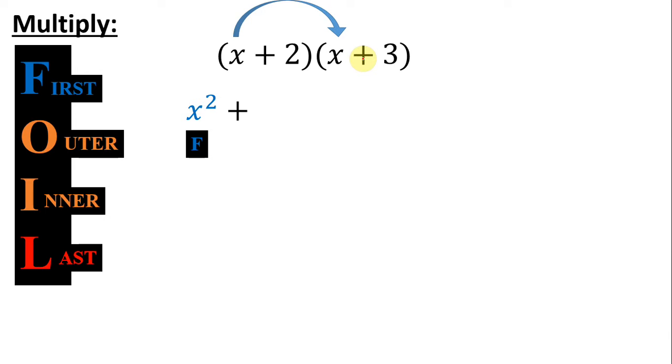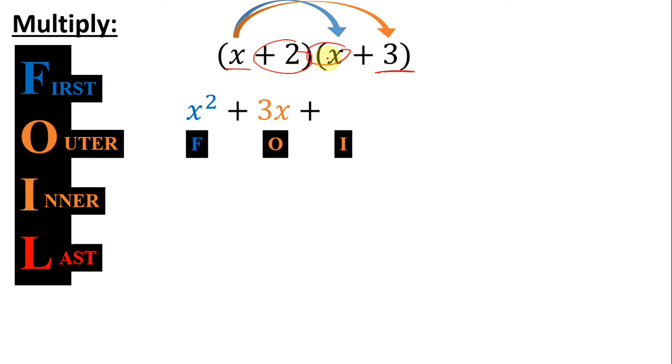Then we're going to multiply our outer terms. So our outer terms are these two terms, x and 3x. I'm sorry, x and 3. So we multiply those, we get 3x. Then we're going to multiply our inner terms. Our inner terms, if these were our outer terms, then our inner terms are going to be 2 and x. 2 times x is 2x.